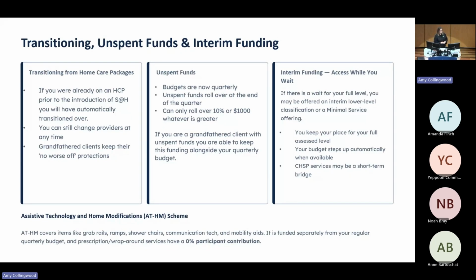So at the end of the quarter, any unspent funds that you have, we're only allowed to roll over 10% or $1,000, whichever is greater. So we're no longer saving up for products or extra services or for a rainy day.